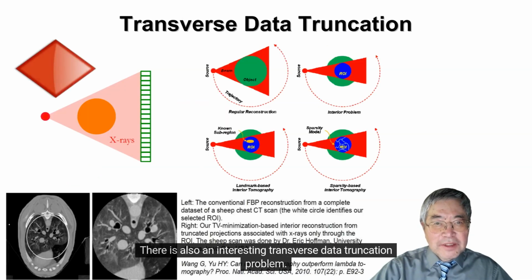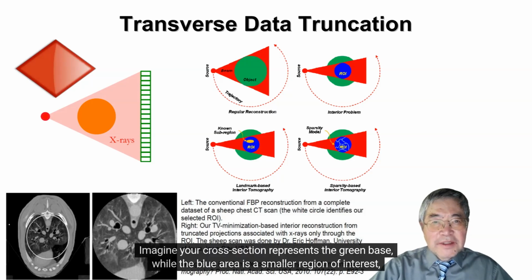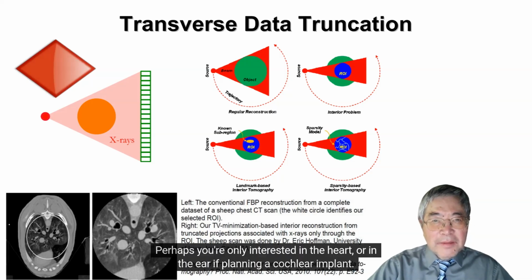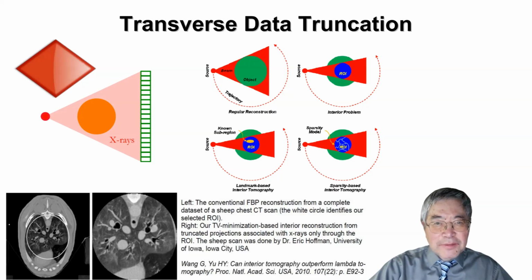There is also an interesting transverse data truncation problem. Imagine your cross-section represents the green base, while the blue area is a smaller region of interest, or ROI. Perhaps you're only interested in the heart or in the ear if planning a cochlear implant. In this case, the ROI is small.